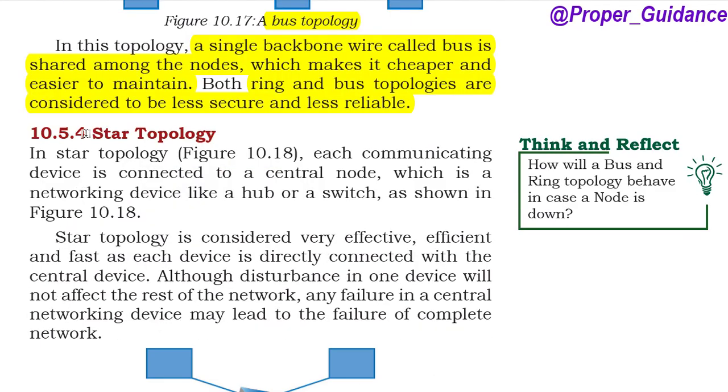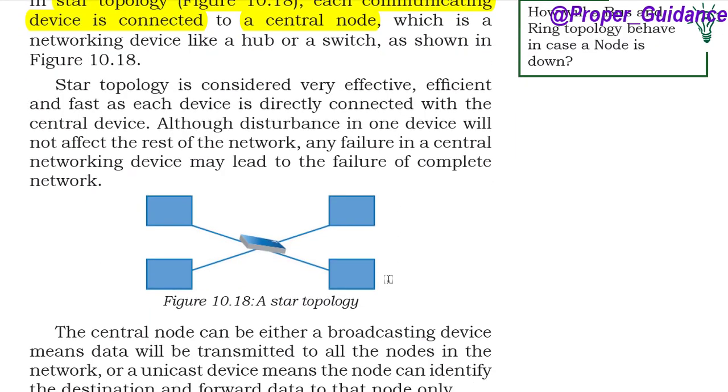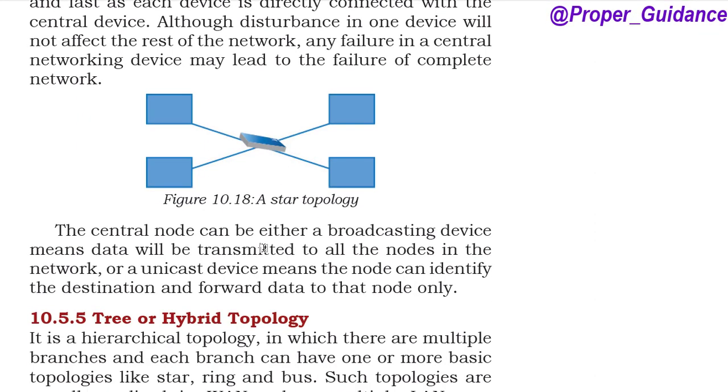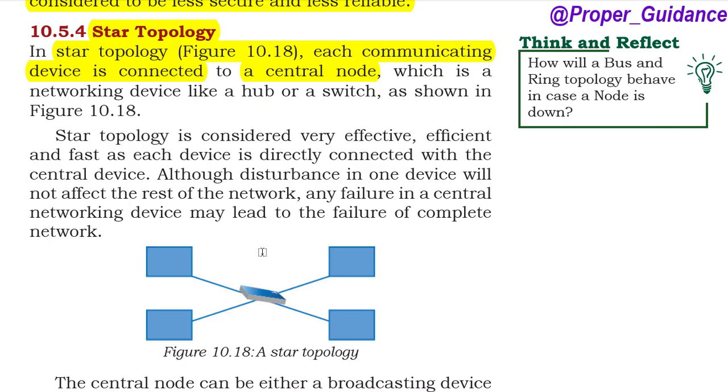Okay, after that, star topology. What is star topology? In star topology, each communicating device is connected to a central node and looks like a star. Look at the picture here, a star topology. This is the central node, and it is connected with 4 devices. Maybe there are more devices, and there will be a connection to them as well. The central node is a networking device known as a hub or a switch, as shown in figure 10.18.